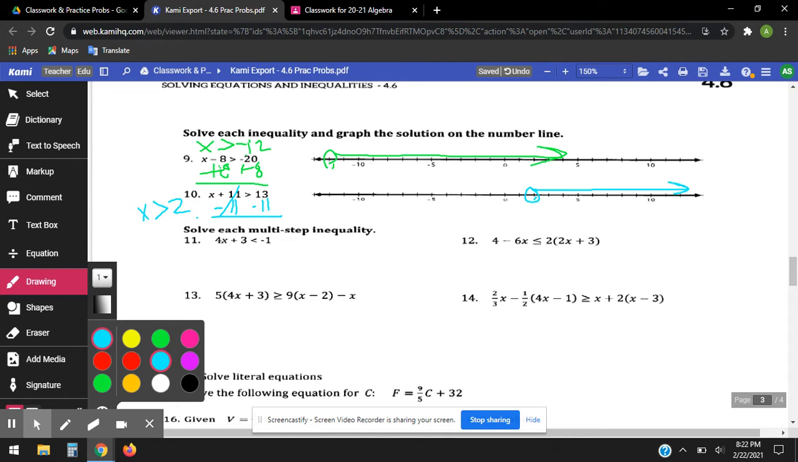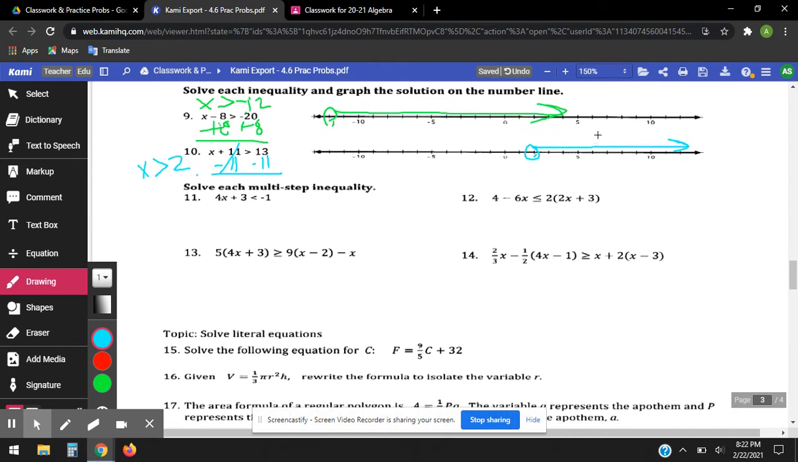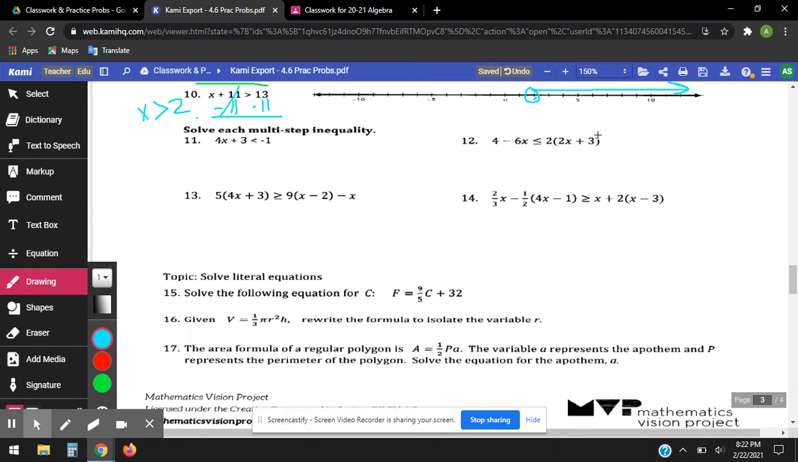Next, solve each multi-step inequality. All right. So we'll go ahead and work through these. So it's a +3, working my way towards the x. I'm going to do -3 on both sides. 4x is less than -1 minus 3 is a -4. Divide by 4. Notice I'm dividing by the +4. So x is less than -1.